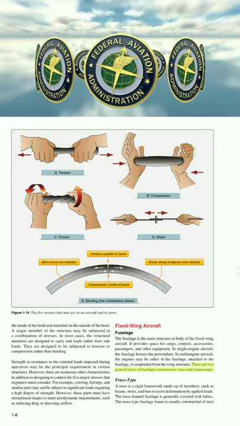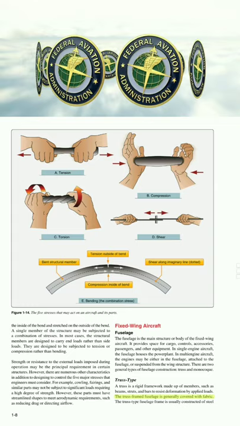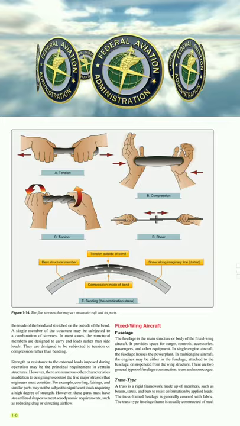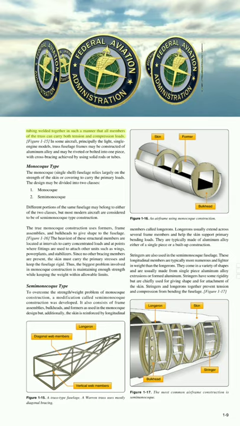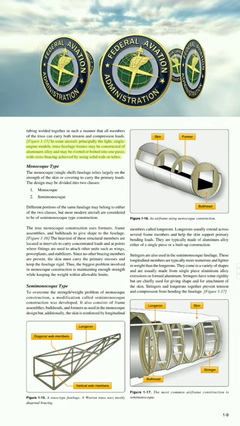Truss and monocoque. Truss type. A truss is a rigid framework made up of members, such as beams, struts, and bars to resist deformation by applied loads. The truss frame fuselage is generally covered with fabric. The truss type fuselage frame is usually constructed of steel tubing welded together in such a manner that all members of the truss can carry both tension and compression loads. Figure 115. In some aircraft, principally the light, single-engine models, truss fuselage frames may be constructed of aluminum alloy and may be riveted or bolted into one piece, with cross-bracing achieved by using solid rods or tubes.